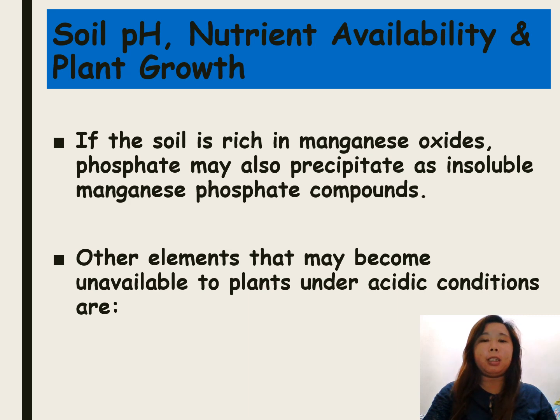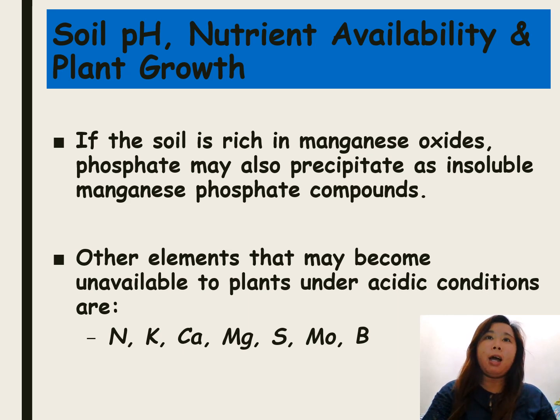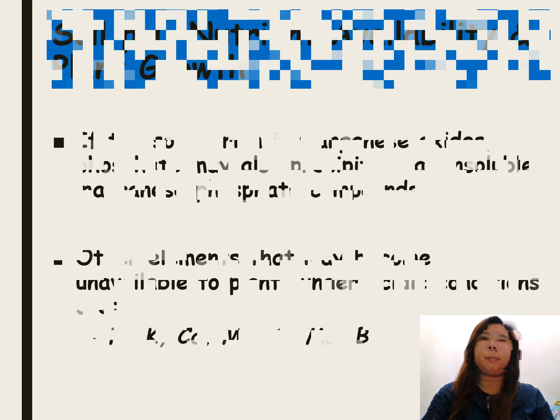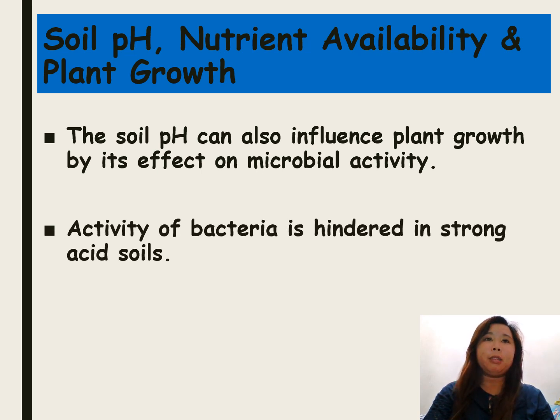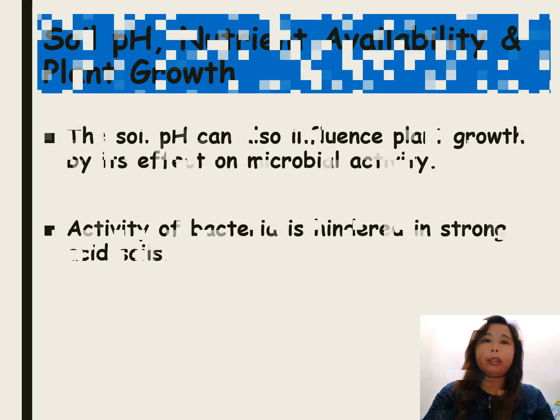And other elements that may become unavailable to plants under acidic conditions are nitrogen, potassium, calcium, magnesium, sulfur, molybdenum, and boron. You see how nutrient availability is affected when a soil pH is acidic. The soil pH can also influence plant growth by its effect on microbial activity. The activity of bacteria is hindered in strong acid soil.